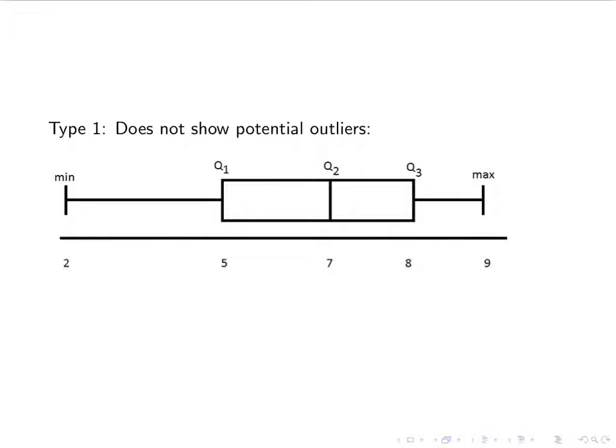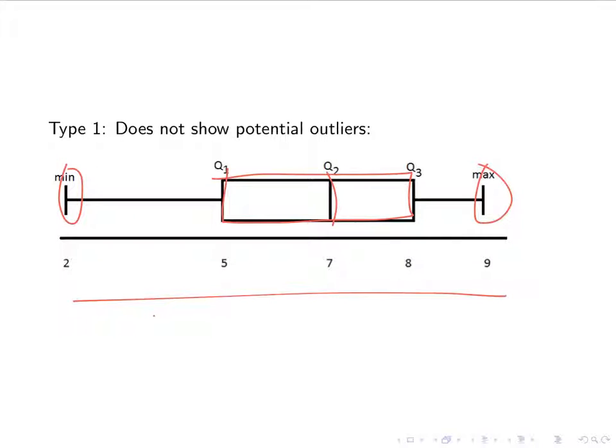So type 1 does not show potential outliers, and here's an example of a box plot. We have a number line at the bottom, just a normal everyday number line, and then we have lines here at the minimum and maximum, and then we have a rectangle or a box from Q1 to Q3 and a line in the middle at Q2. So here is my box for my box plot. And a line at Q2.